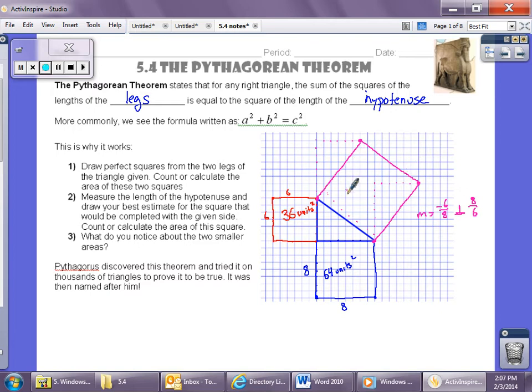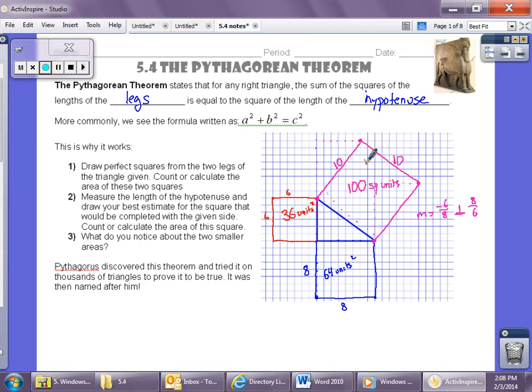Well, I'm just going to tell you, I already counted them all, and this is 100 square units. So if the area is 100 square units, then we know that this is a 10 by 10. What do you notice about the two smaller areas? If we add the two smaller, the A plus the B, it's going to equal the C. So 36 plus 64 equals 100. So that's why it's a squared plus b squared equals c squared. The square plus the square equals the bigger square.